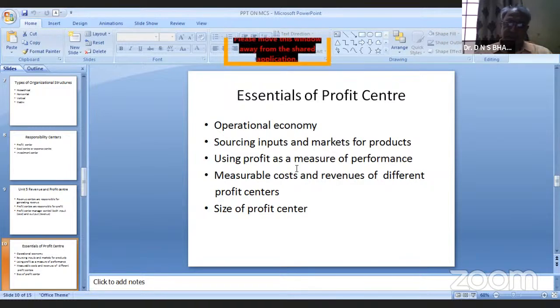So what is the purchase? What is the purchasing point? From where we are buying, where we can sell the goods. At the same time, what is the product mix? That is the combination of various goods. So, for example, Samsung is manufacturing so many types of electronic goods.